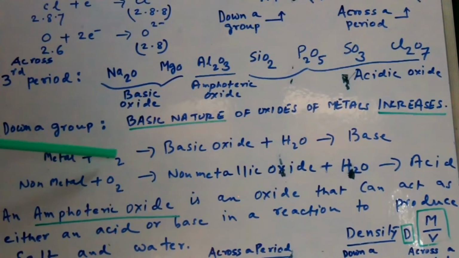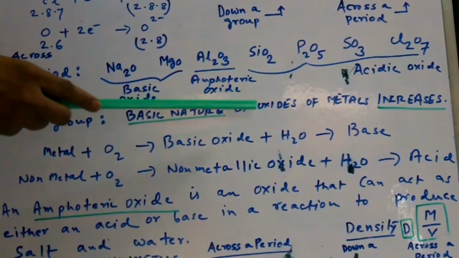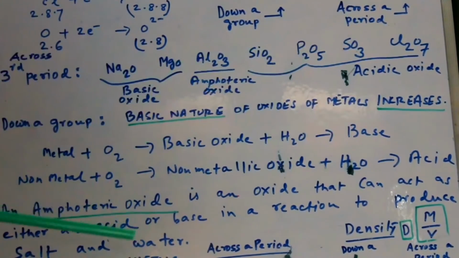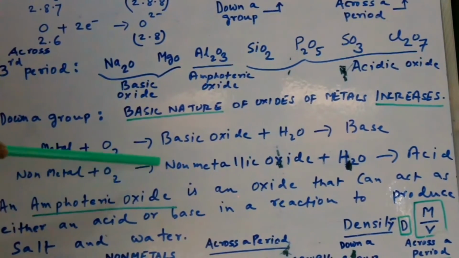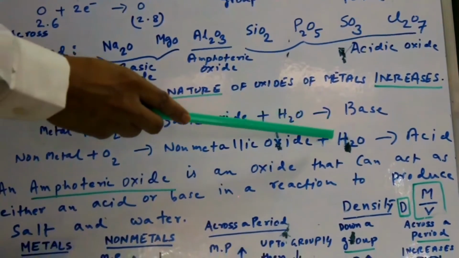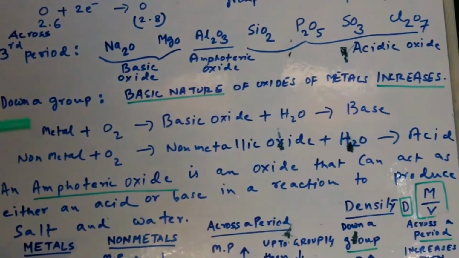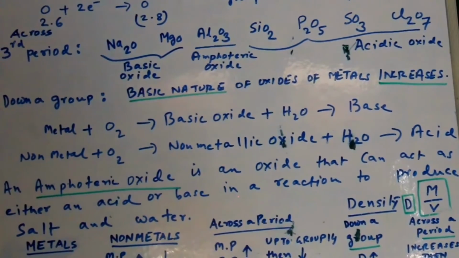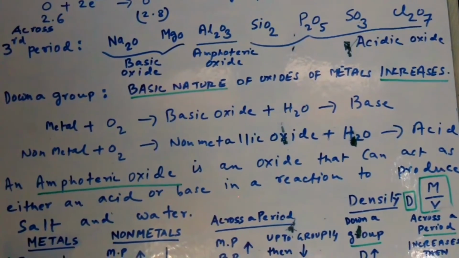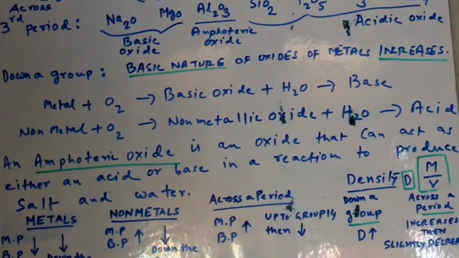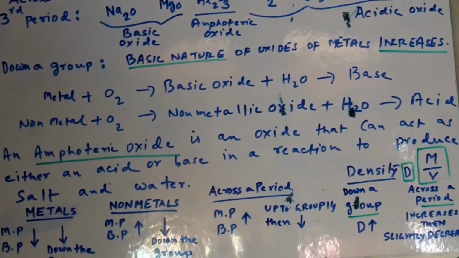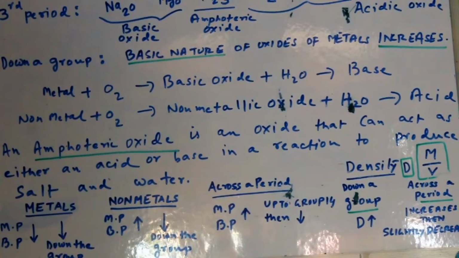Okay, now what is basically a basic oxide? When a metal reacts with oxygen, it forms a basic oxide, because when it reacts with water, it forms a base. And a non-metal, when it reacts with oxygen, forms an acidic oxide, because when it reacts with water, it forms an acid. And what about amphoteric oxide? Amphoteric oxide is an oxide that can act as either an acid or base in a reaction to produce salt and water.